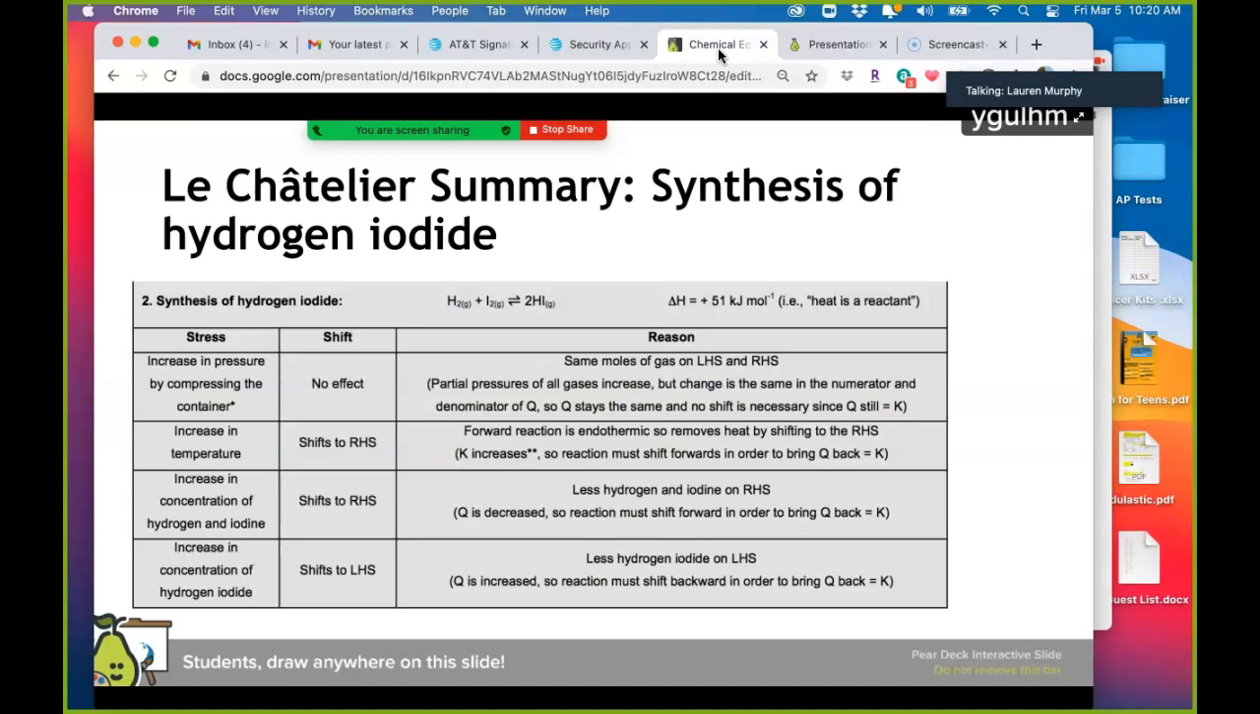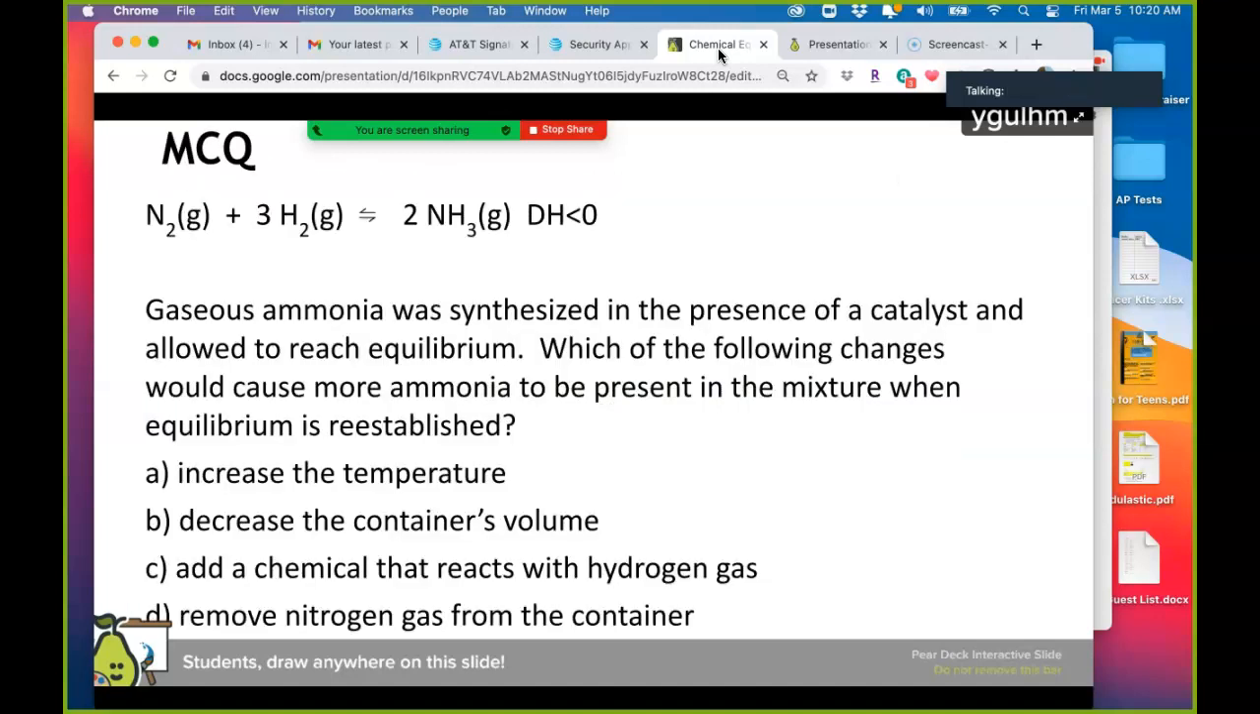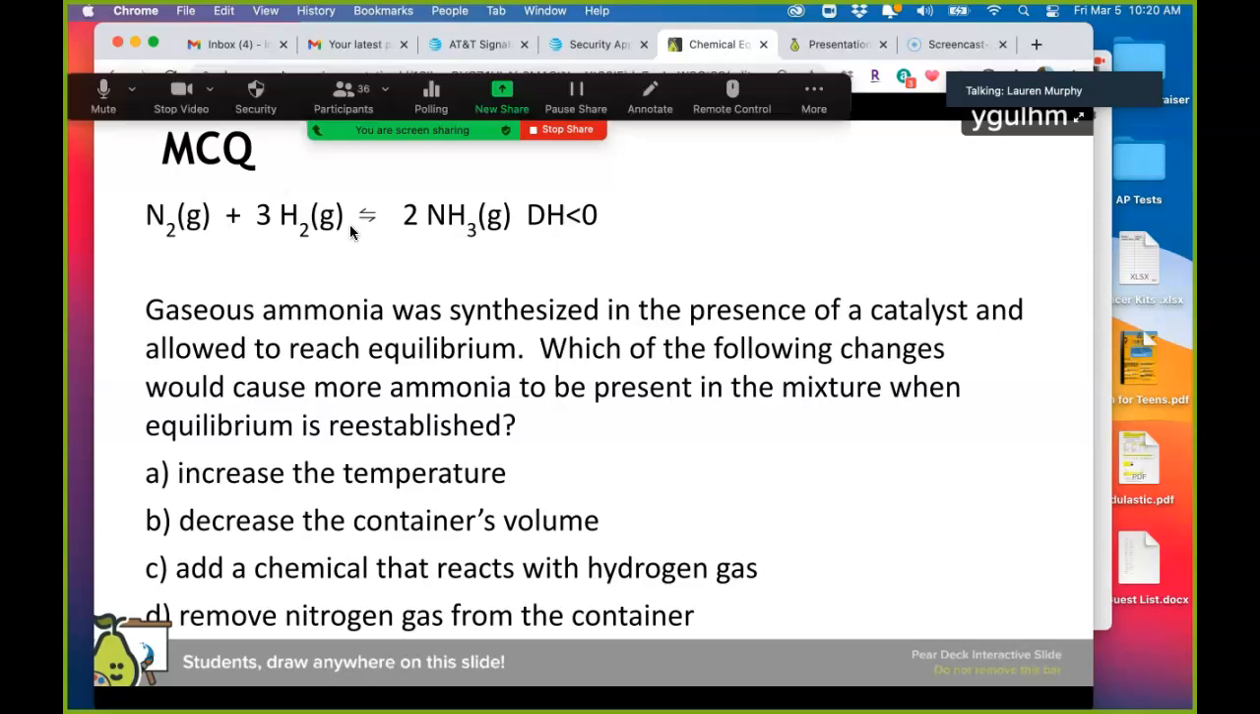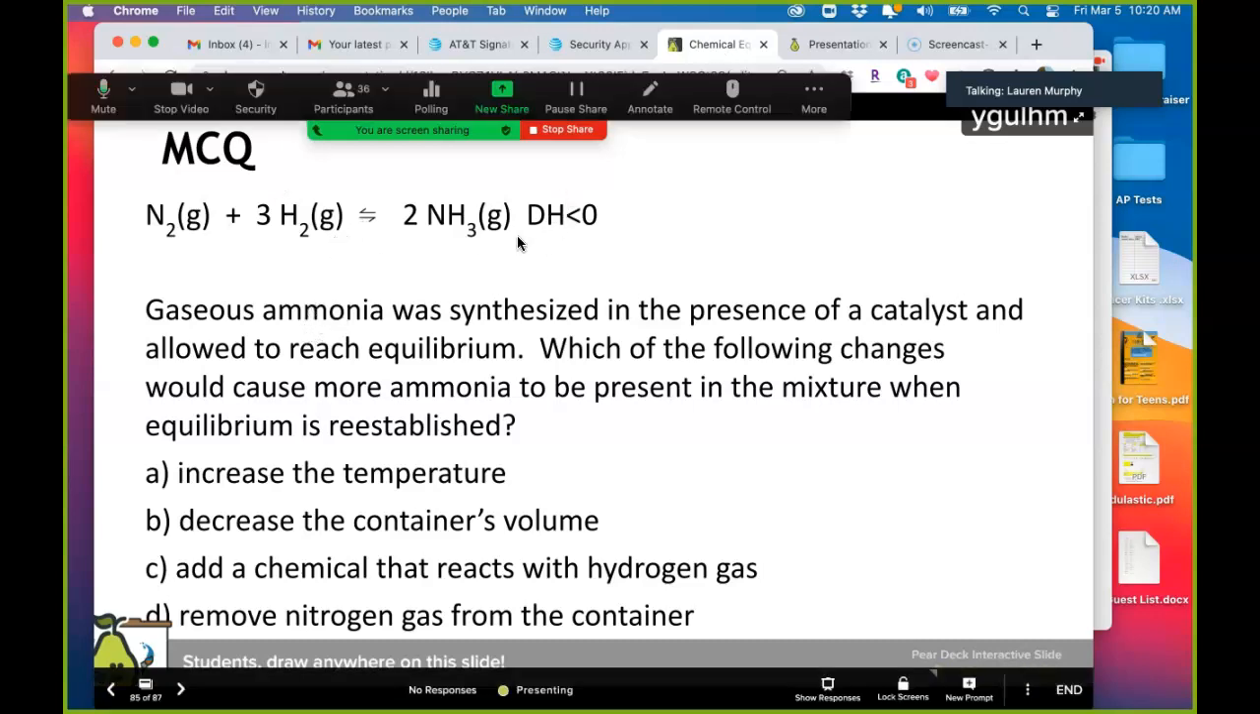All right. So these two slides are a really good summary for additional reinforcement of Le Chatelier's principle. So I'm going to start you off on this one, but I'm going to let you work on it on your own.